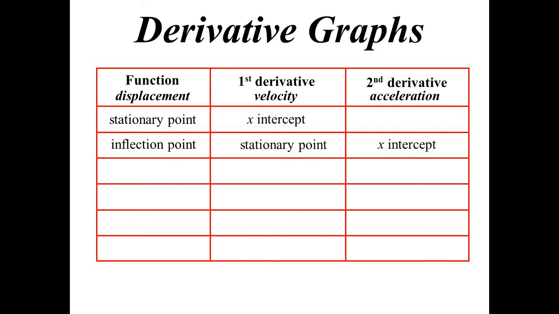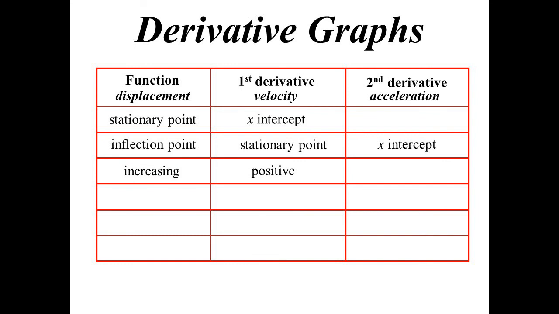If we had an inflection point, now an inflection point is where the second derivative would equal 0. Therefore, I have a stationary point on my velocity graph. Why? Because on the second derivative, I would have an x-intercept. And we can see from the level above this one that when we had an x-intercept, the graph above it was a stationary point. So if my second derivative has an x-intercept, the next level up, the first derivative, would be a stationary point.